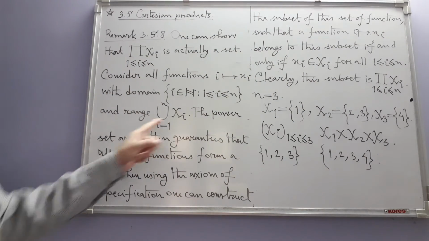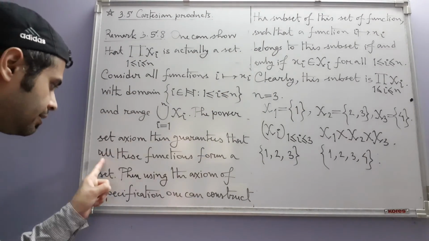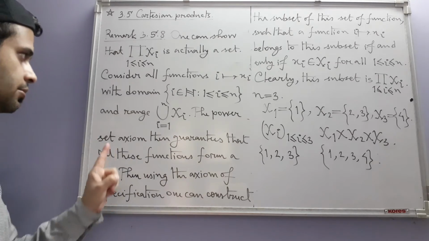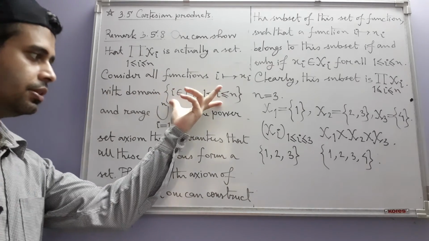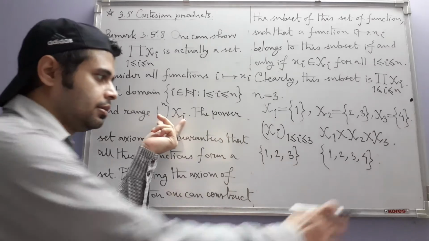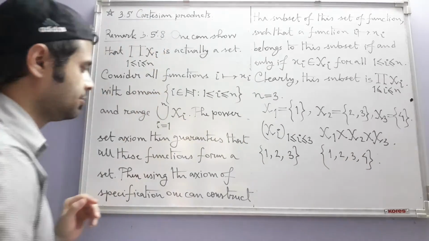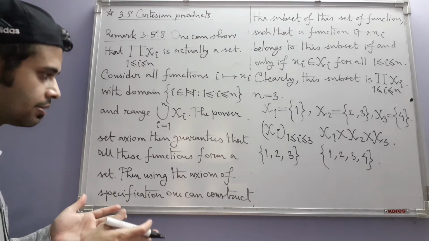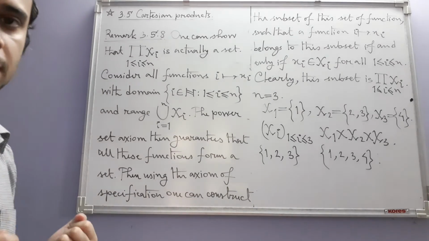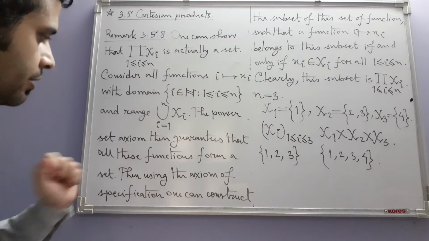Okay. The power set axiom then guarantees that all functions with this as domain and this as codomain, or range in our language, that collection itself is a set. That's what the power set axiom says.